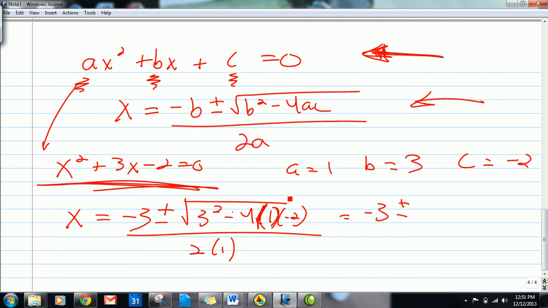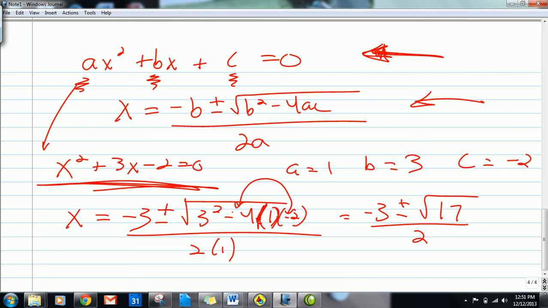Negative times a negative, two negatives, makes a positive. So that gives me 9 plus 8, which of course is 17, and that's all over 2. Sometimes we would try to simplify what's under the square root, but there are no square factors of 17. In fact, there are no factors of 17.